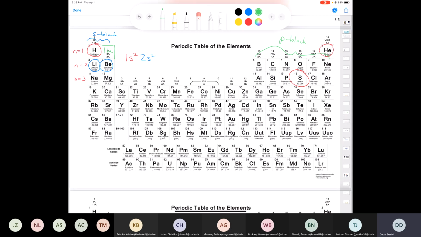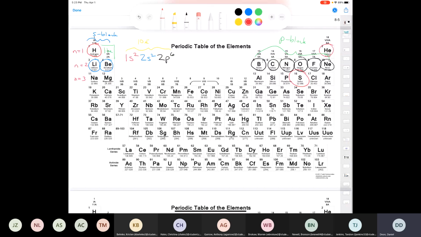Then from there, we move on to the p block. So we have 2p1, 2p2, 2p3, 2p4, 2p5, 2p6. Now we've got a total of 10 electrons, right? We've got 2 plus 2 plus 6, so we've got 10. But sulfur has 16 electrons. We're not done, so let's keep going.